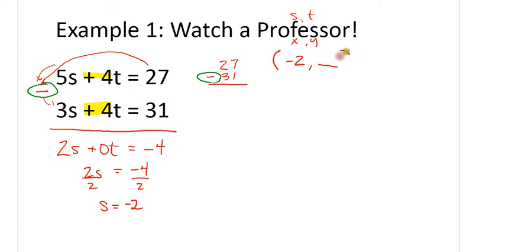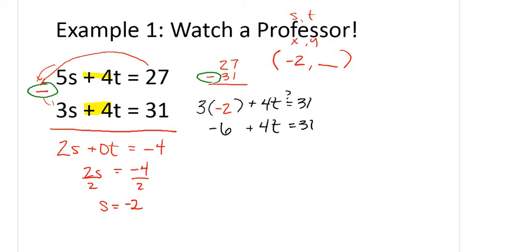So if s is equal to negative 2, I'm going to substitute it into either one of the first equations. I'm just going to go with the second one because the numbers are smaller. Doesn't matter. Just looks a little bit easier. So I'm going to say 3 times s, which now we think is negative 2, plus 4t. That should be equal to 31. So I'm going to pull out the s and put in negative 2. And so this will be negative 6 plus 4t equals 31.